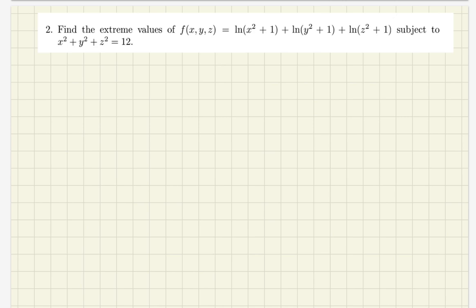This question is asking us to perform the Lagrange Multiplier Method to solve a constrained optimization problem. We have an objective function, natural log of x squared plus 1 plus natural log of y squared plus 1 plus natural log of z squared plus 1. And our constraint function is the sphere, x squared plus y squared plus z squared equals 12. So we're looking for points on the sphere that would give us global maximum or global minimum values for our function. And so we start with the gradient of f.